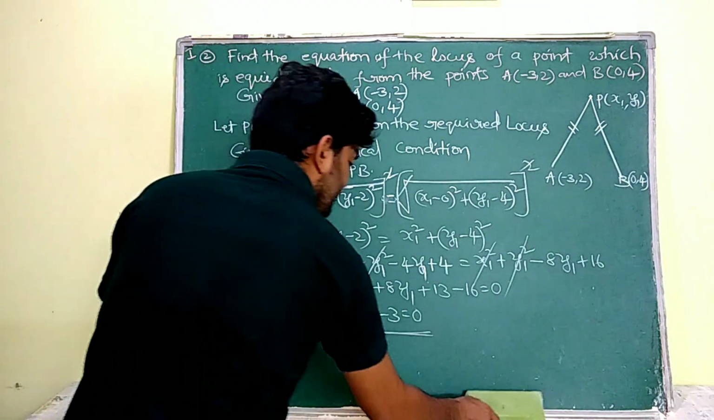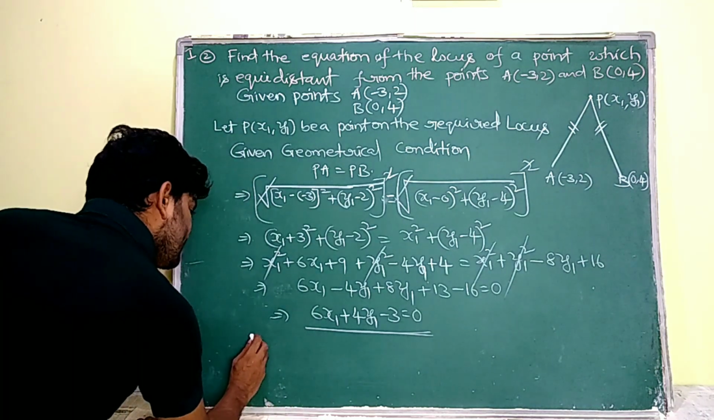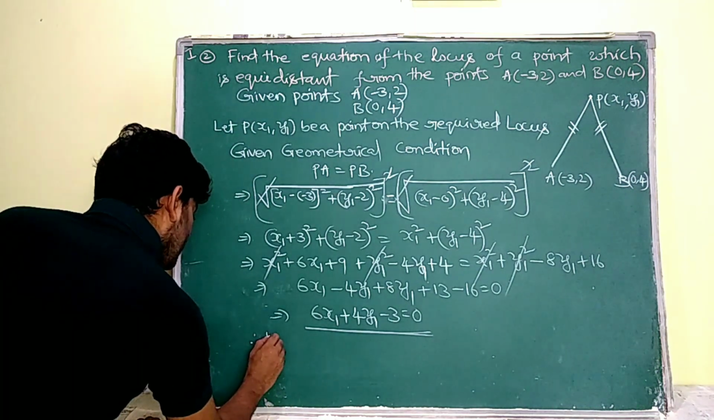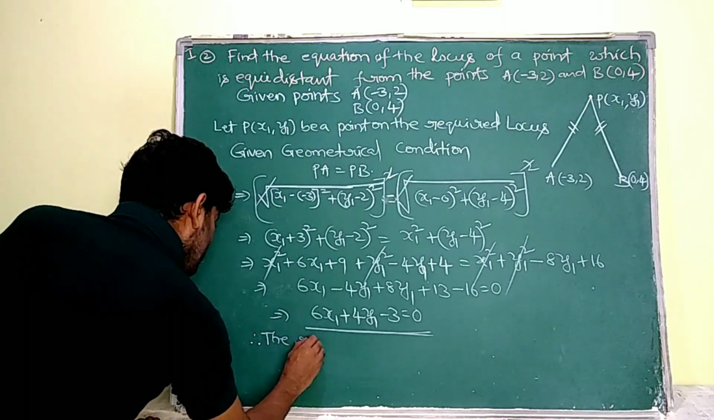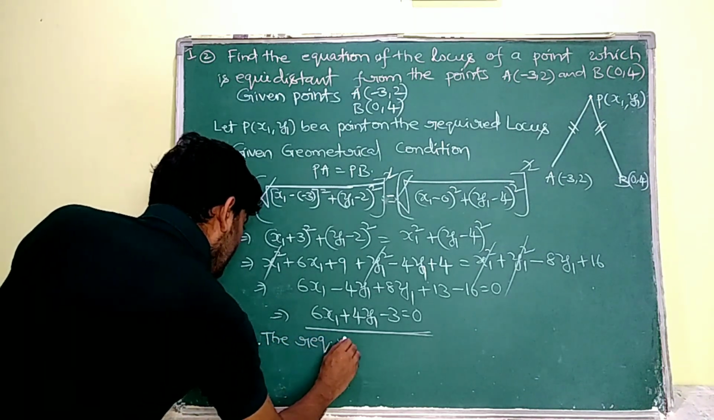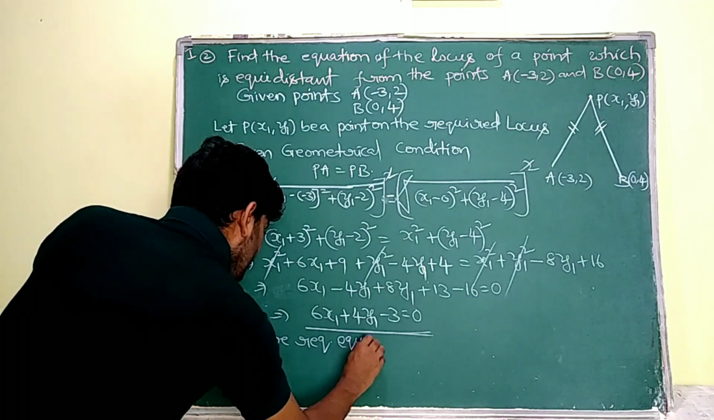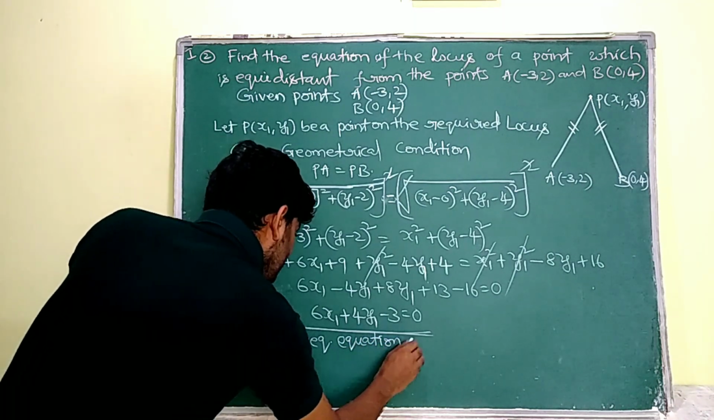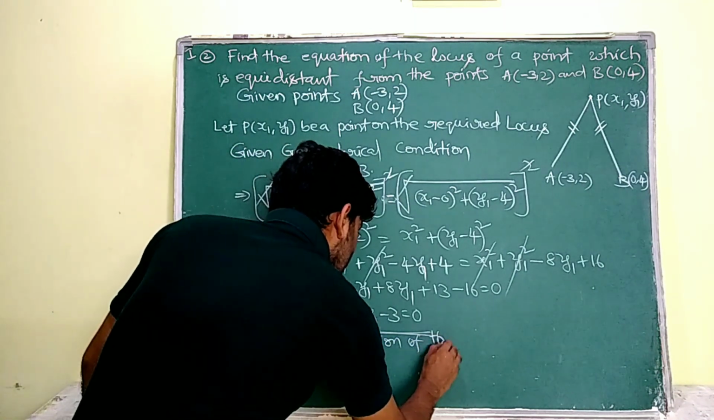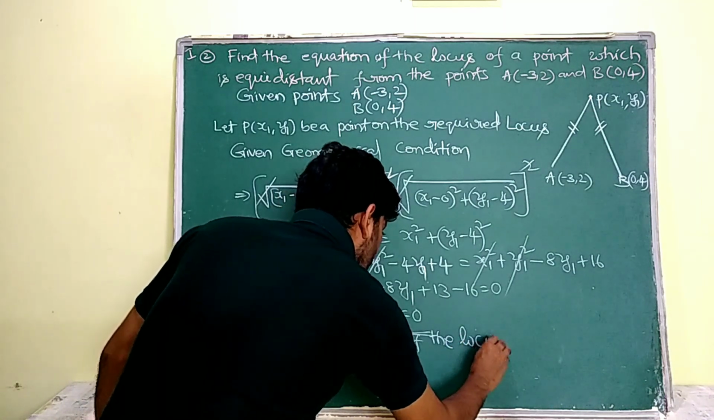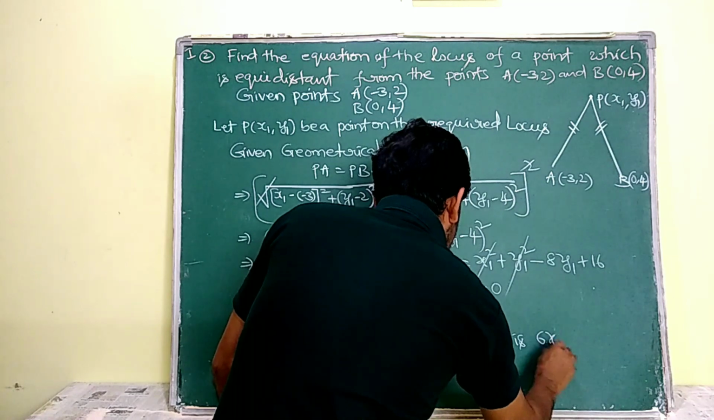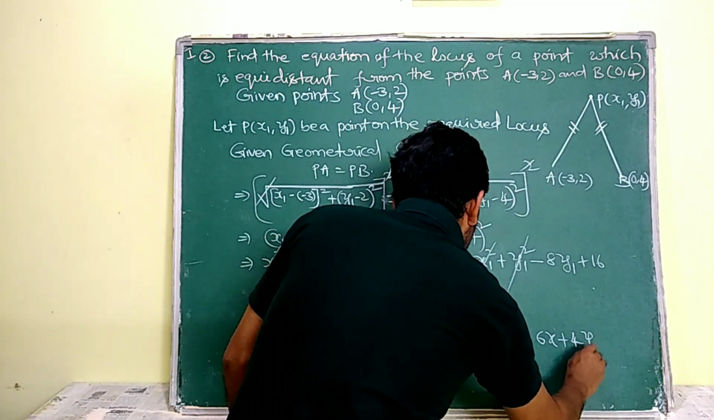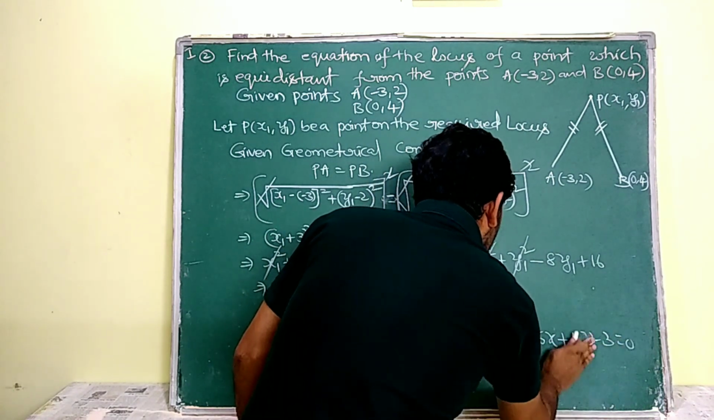We know that every time we are going to express the locus equation in terms of x and y. Therefore, the required equation of the locus is 6x plus 4y minus 3 is equal to 0.